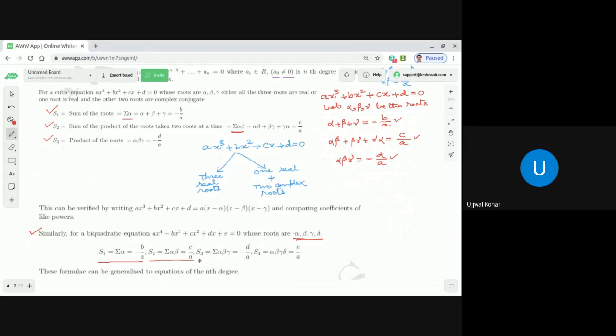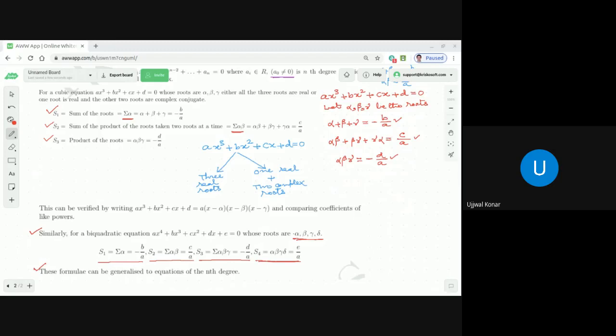That is S3, alpha beta gamma, that is minus d by a, and taken 4 at a time, alpha beta gamma delta is like this. And this formula can be generalized to an equation of the nth degree. That means if you have a polynomial equation of degree n, and you know the n roots, alpha 1, alpha 2, alpha 3 up to alpha n, then the summation of all these roots is equal to minus of the coefficient of x to the power n minus 1 divided by the coefficient of x to the power n. Correct, no, dear students?